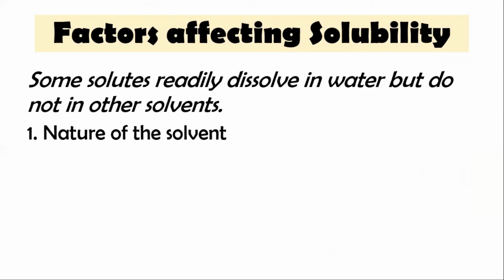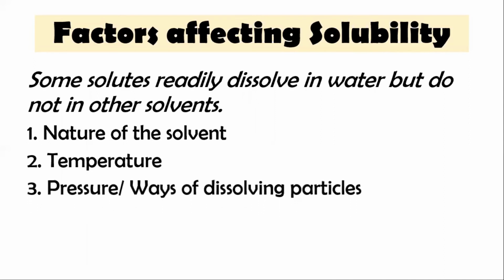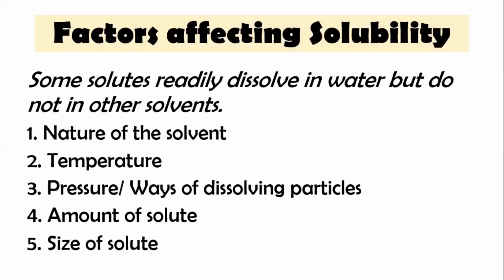Remember number one, nature of the solvent. If there is a greater attraction between the solute and solvent, then there is a greater possibility of solubility. Two, the temperature. They are directly proportional also. The higher the temperature, the higher the solubility. The third one is the same thing: the higher the pressure, the higher the solubility of the substance. In amount of solute, if you want a greater solubility, there should be a lesser amount of solute added to the solvent. And the fifth one is the size of the solute. The smaller the size of the solute, the greater the solubility.